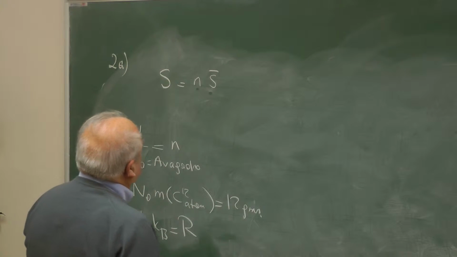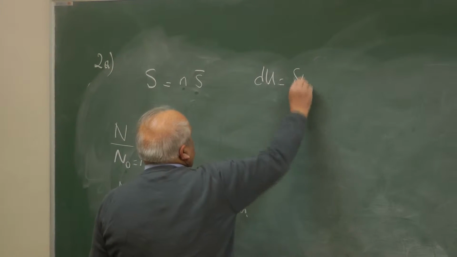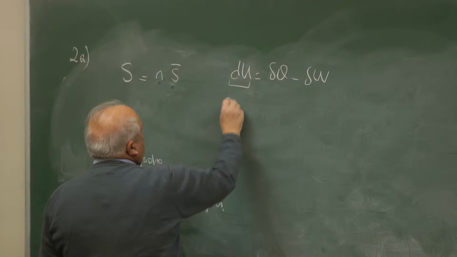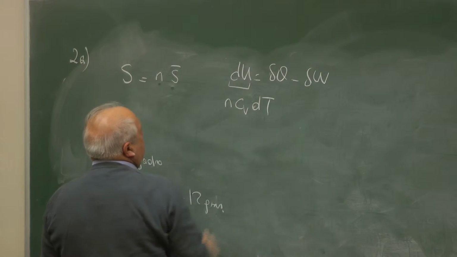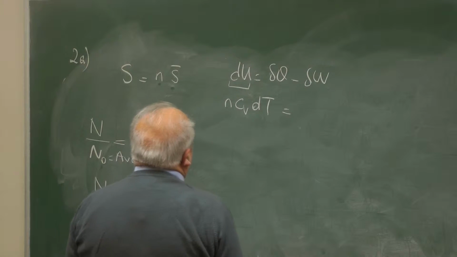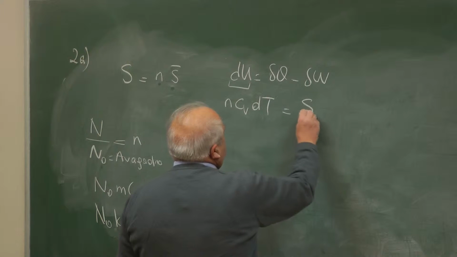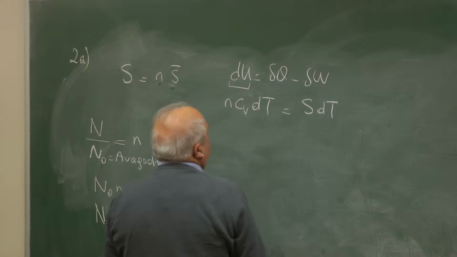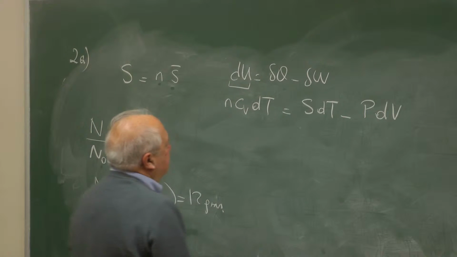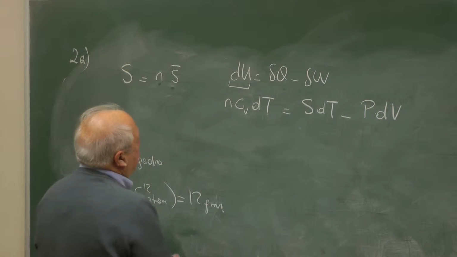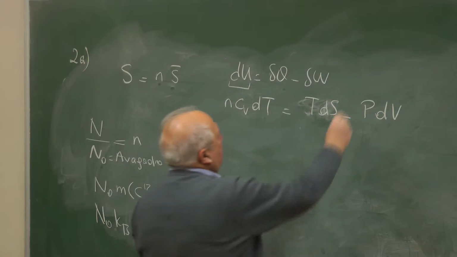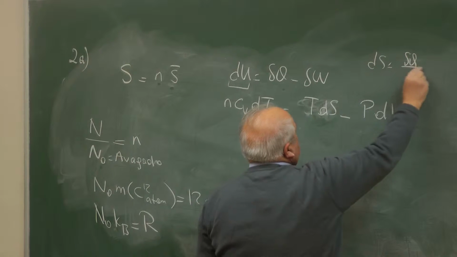All right. So we have dU equals delta Q minus delta W. dU for the ideal gas we discussed, that's n CV dT. Delta Q in a reversible process is T dS, and the work is minus P dV. Sorry, T dS. dS is delta Q over T.